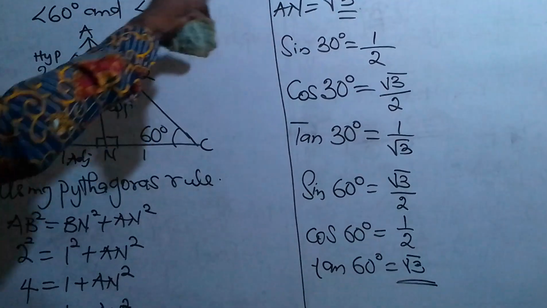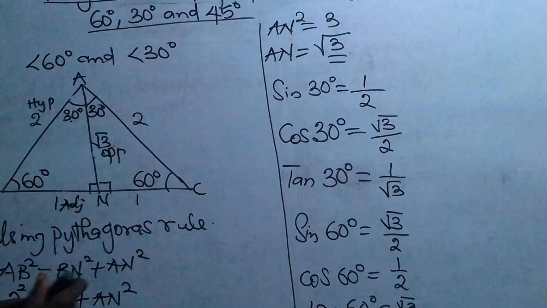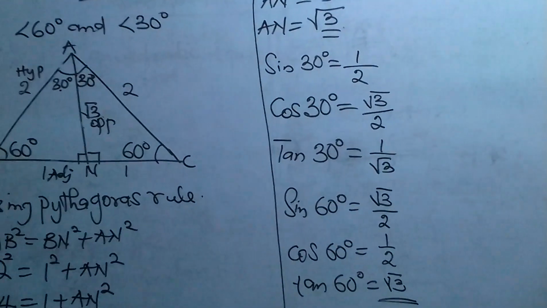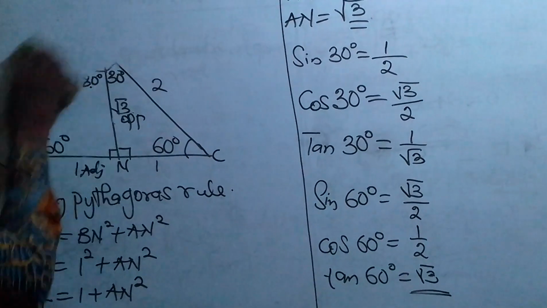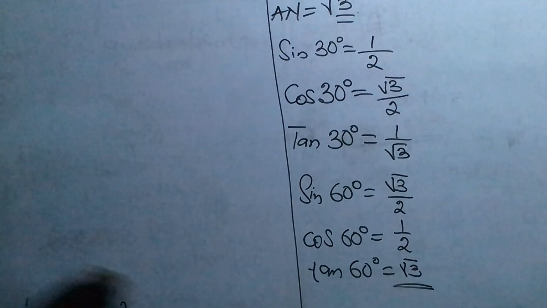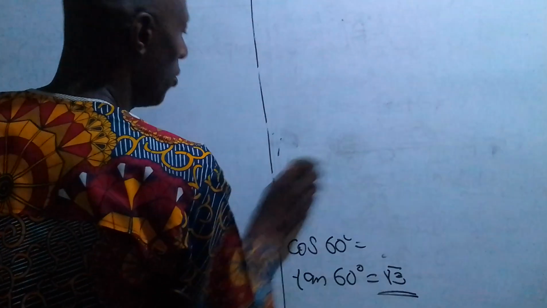So let me do the one for 45. When you do the one for 45, I want to draw it. So okay, I can work with this now. Let's work with 45. You will store this in your memory because we are going to use them to work. I will teach you how you can use them to work without stressing yourself to come here.